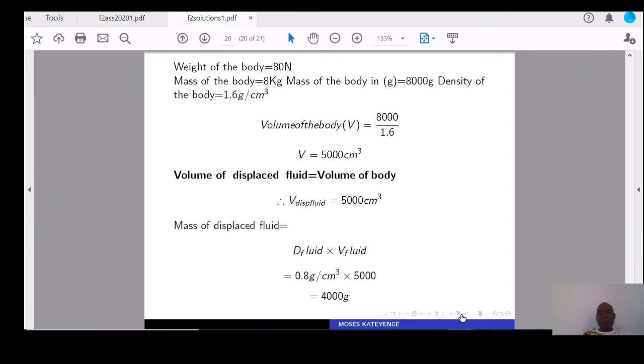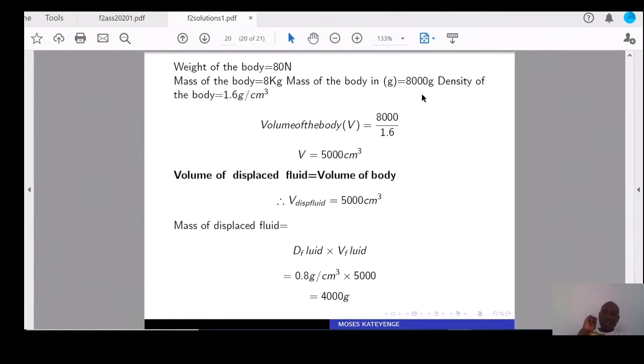But now, this mass of 8 kilograms, we are going to change it to grams. And I know that 1 kilogram is equal to 1,000 grams. So that means that if I have 8 kilograms, that is going to be the same as 8 times 1,000, which is going to give me 8,000 grams. If the density of the body is 1.6 grams per centimeter cubed, that means that I can get the volume of this body.